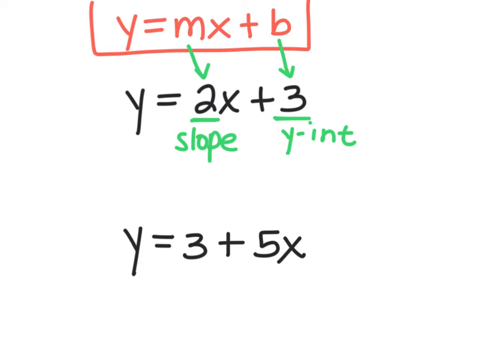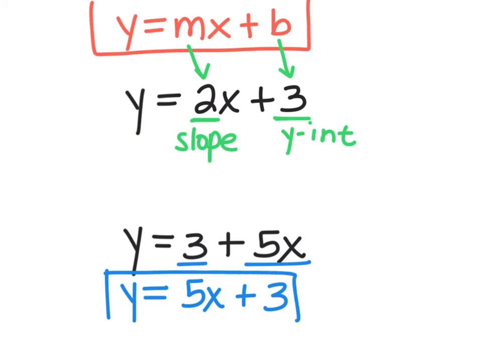Now, the second one looks a little bit different, and that's okay. It says y equals, which is good, and then it has 3 plus 5x. You might notice that it's in a different order. Well, you can rearrange this as long as you don't change anything. It's a positive 5x, so I can write that first, and then it's just a normal 3, so plus 3. Another way to write that would be y equals 5x plus 3. Now it's written in y equals mx plus b form. So my slope is going to be 5, and my y-intercept is going to be 3.